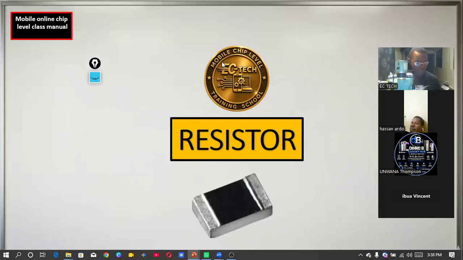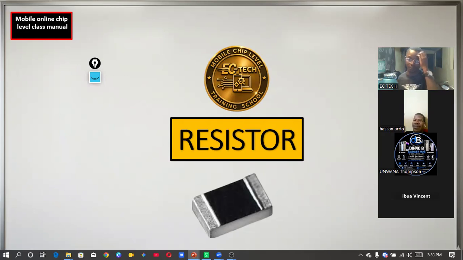So, all right, guys. Now we are moving to resistor. Resistor. Let me ask each one of us what you understand by resistor. What do you guys understand by resistor?